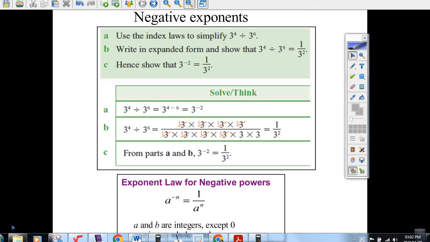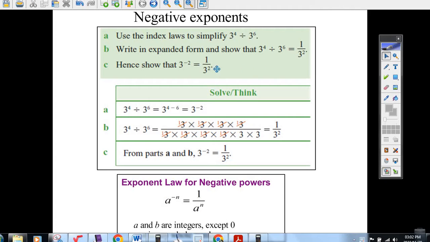Okay, this is negative exponents, and we're going to show you how to use other laws of exponents to figure out negative exponents. So here we go.